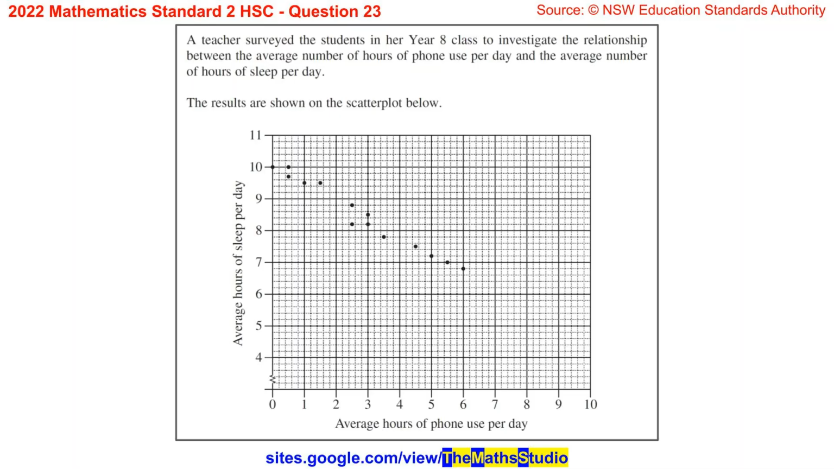Question 23. A teacher surveyed the students in her Year 8 class to investigate the relationship between the average number of hours of phone use per day and the average number of hours of sleep per day. The results are shown on the scatterplot below.